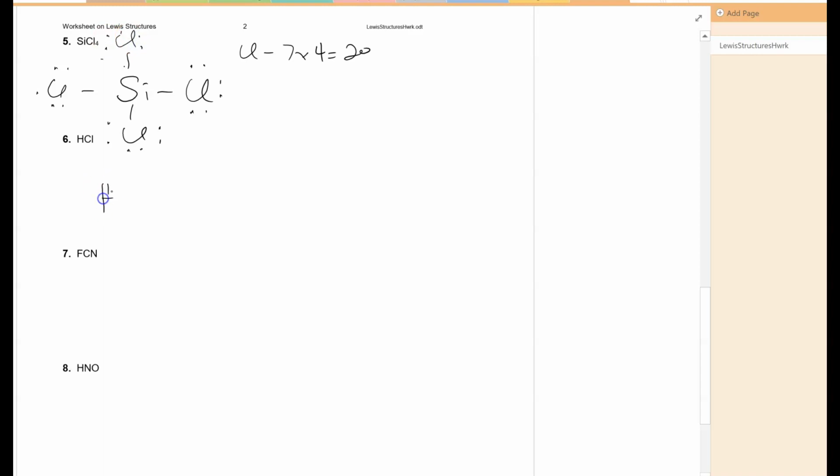HCl, you know, hydrogen is an exception to the octet rule. So it's just going to make one bond with chlorine, and chlorine is happy with its one bond because it has 7 valence. FCN is fluorine, carbon, and nitrogen. So now let's look at this one. Fluorine, you know, is always going to make a single bond. It has 7 valence. Carbon has 4 valence, and carbon and nitrogen like to make multiple bonds.